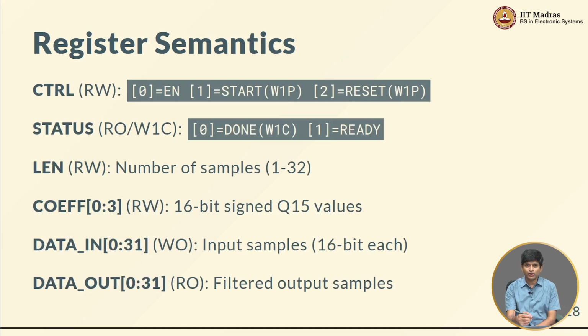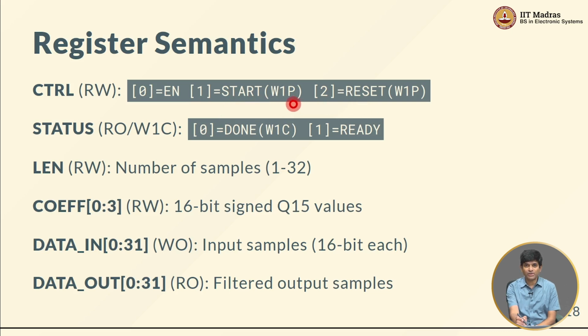So we are going to define, as I said, the full semantics of the register map. The control is going to be a read-write register. Bit 0 of this will be the enable signal, which basically activates this. Bit 1 will be used to start. Bit 0, in other words, is just to enable the entire filter, to say that okay, it's active at all in the first place. But bit 1 is to actually start filtering new data. Bit 2 is to reset the system.